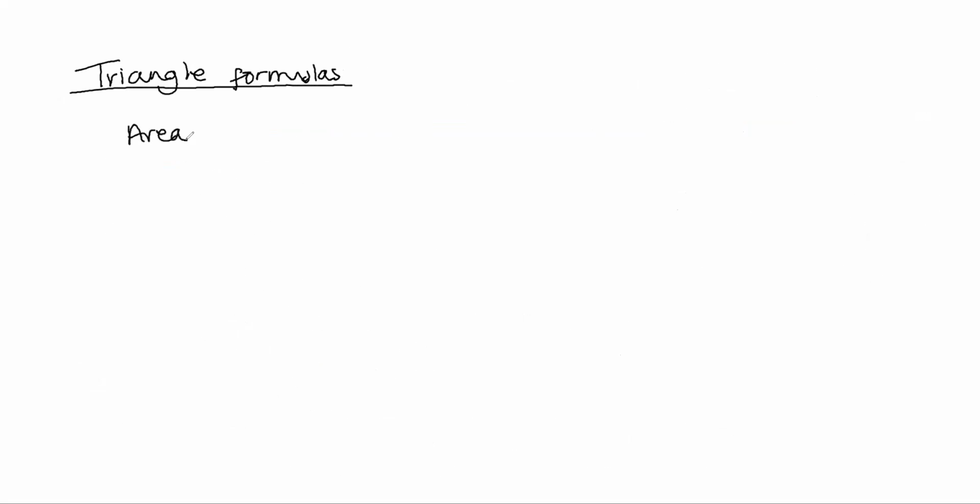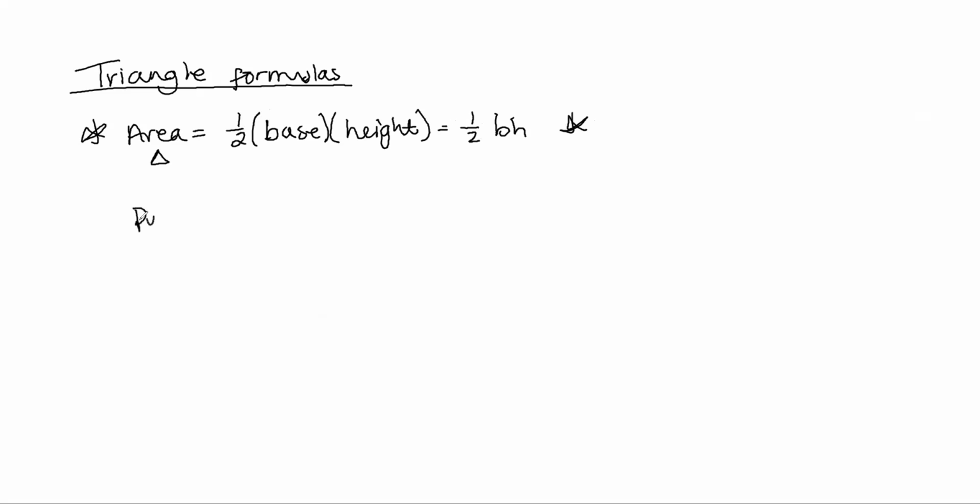For the area of a triangle, we're going to have 1/2 times the base times the height, or just 1/2 BH. So that's our first formula. And then our second formula is Pythagorean's theorem.